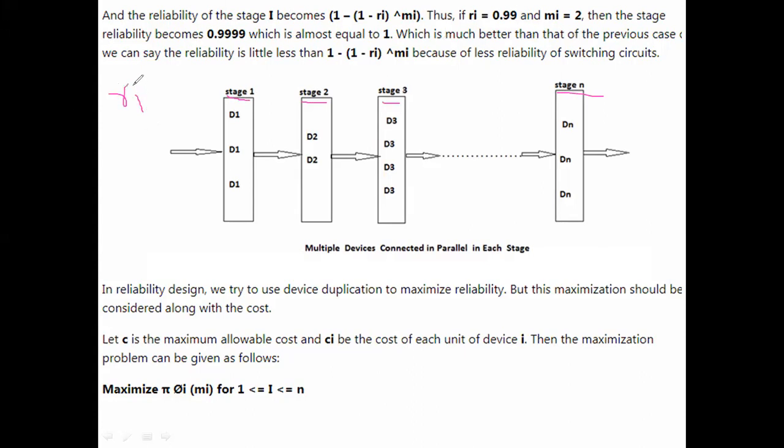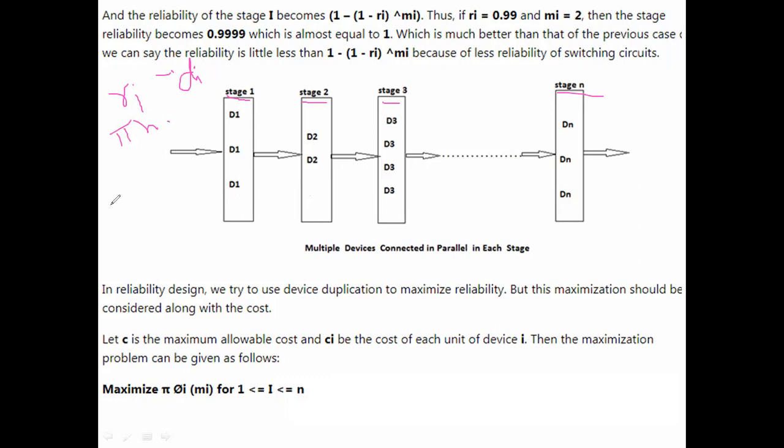Ri is the reliability of device Di. And what does pi Ri mean? It is the reliability of your device over the entire system. Each device has a different cost.